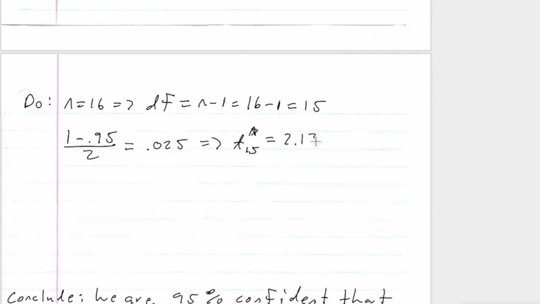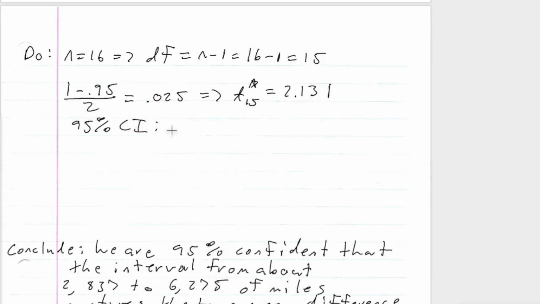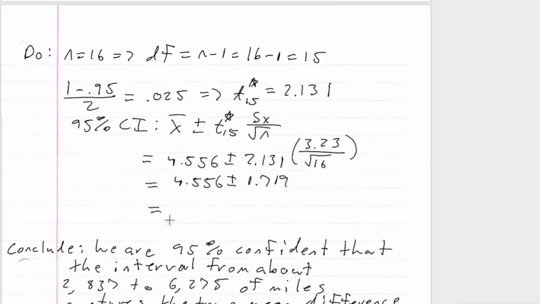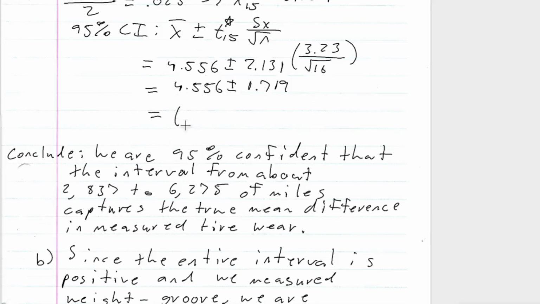So our 95% confidence interval, scoot down, is going to be x bar plus or minus the critical value times the standard deviation of x over the square root of n, which is equal to 4.556 plus or minus 2.131 times 3.23 all over the square root of 16. And then this gives us 4.556 plus or minus 1.719. And then this gives us the interval 2.837 and 6.275.